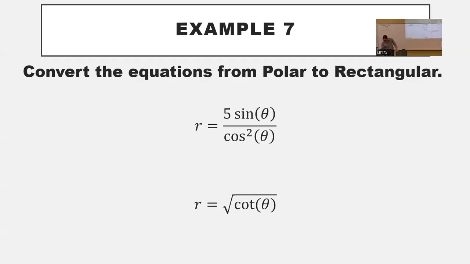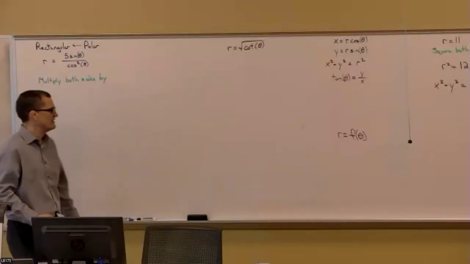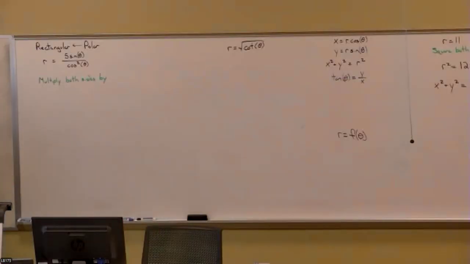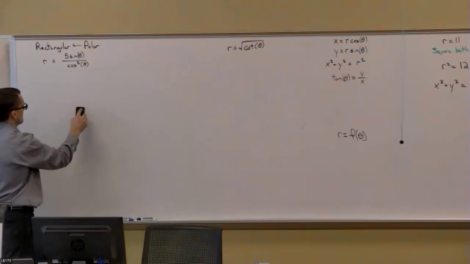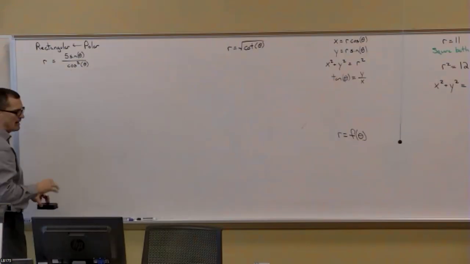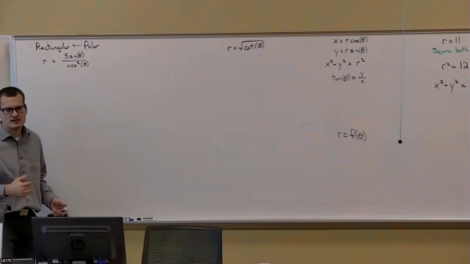People are doing all right. Let me go through each of these. So in this first one, there's a number of different first steps we can take. I'm going to multiply both sides by cosine squared.